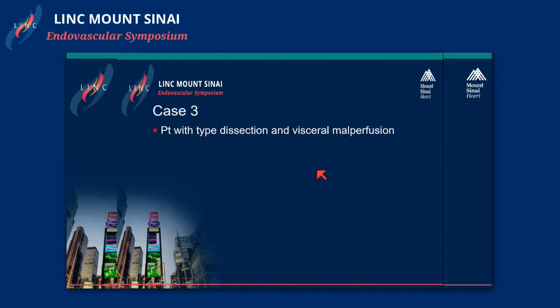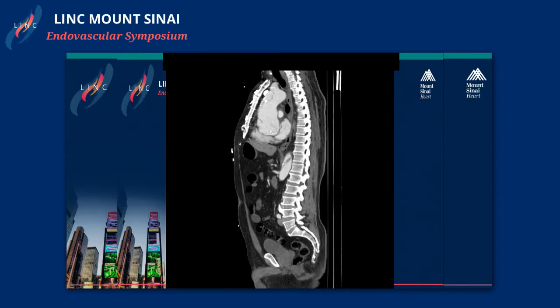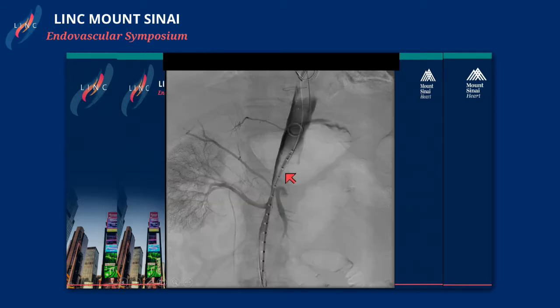The third case that I'd like to go over was a patient who initially had a type A dissection, but also presented with an elevated lactate, abdominal pain, and visceral malperfusion. I work very closely with the cardiac surgeons when we get these kinds of cases. This is another projection showing that type A dissection, and the false lumen is compressing that true lumen.